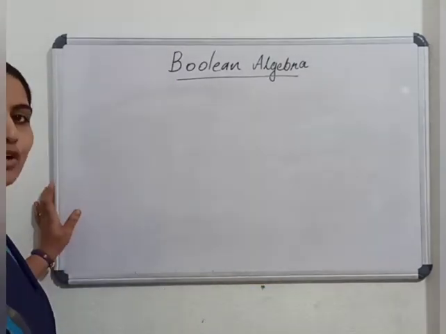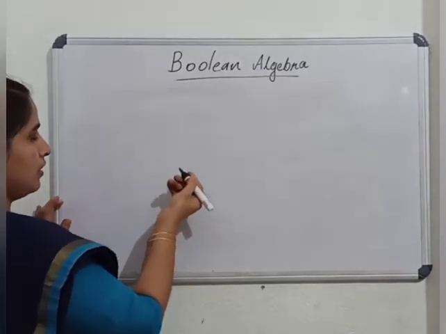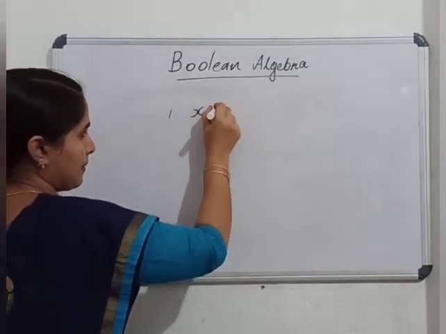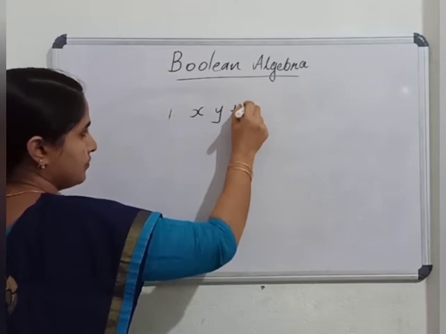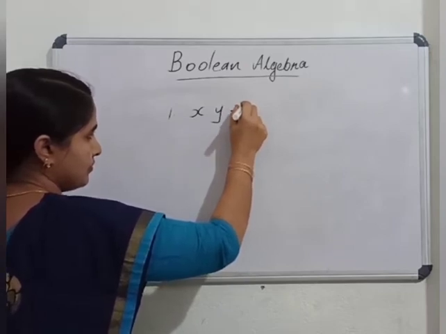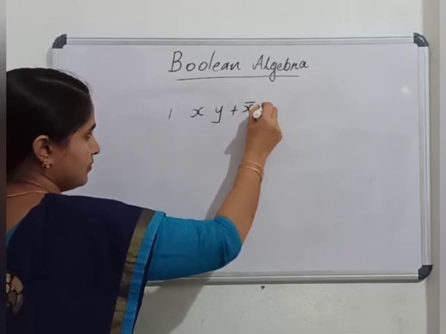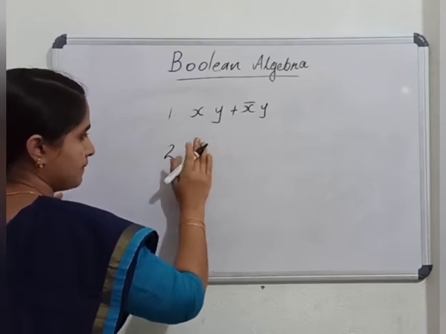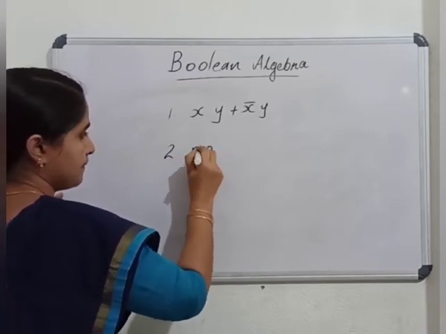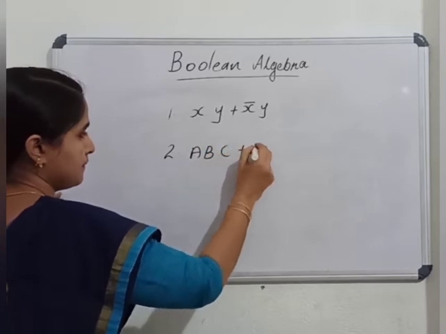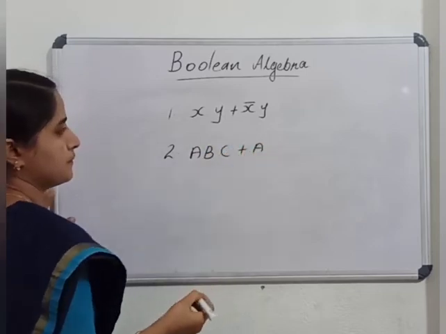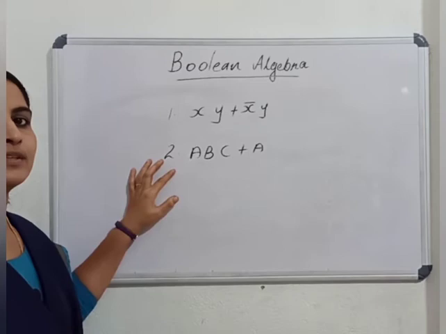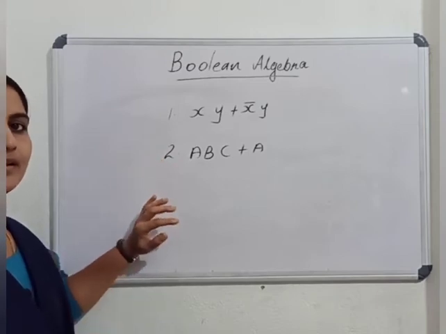Write the question. Draw the truth table for the following. First one. Try these two questions. The rest of the questions I will post in Google Classroom. Please complete it and return.